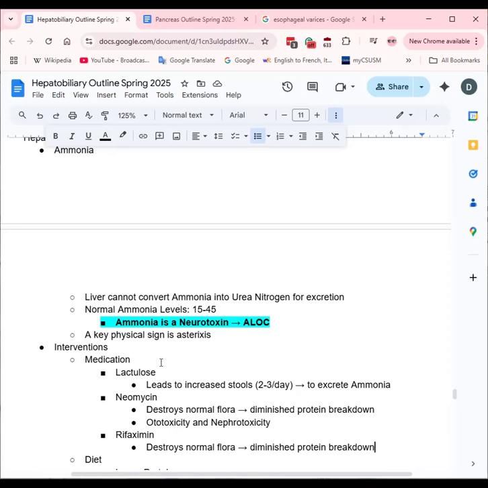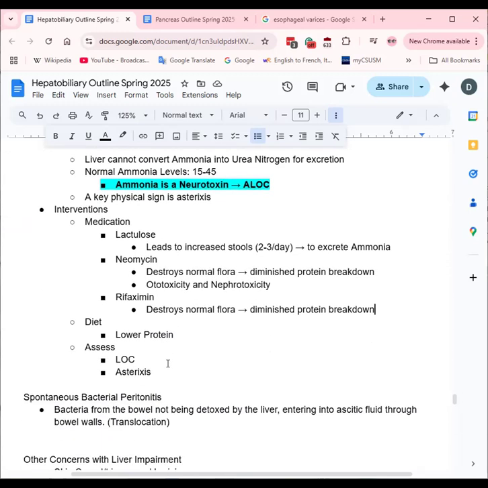So that's kind of where that helps. You have these other medications. These are both antibiotics, neomycin and rifaximin. The idea is you kind of destroy or impair your own natural flora, your gut flora, because by impairing your gut flora, you're also impairing protein breakdown.